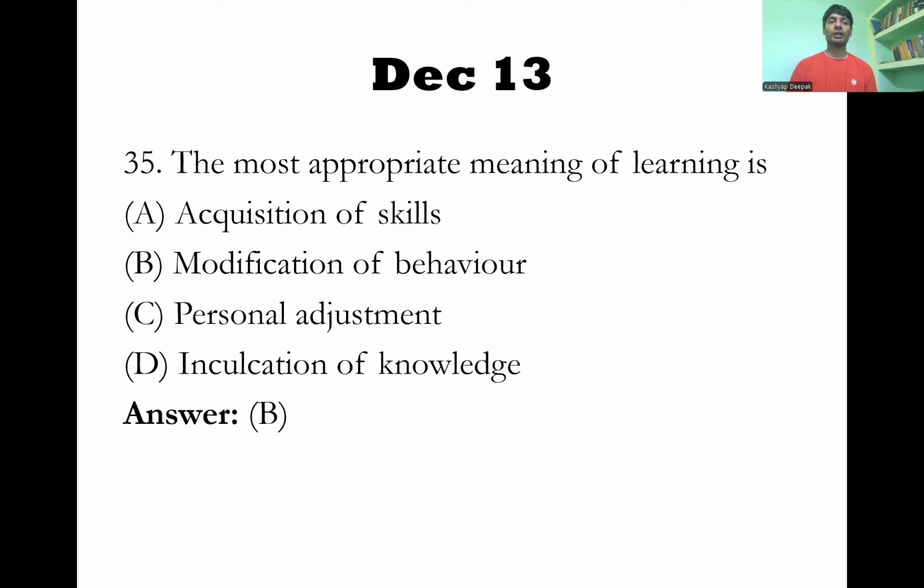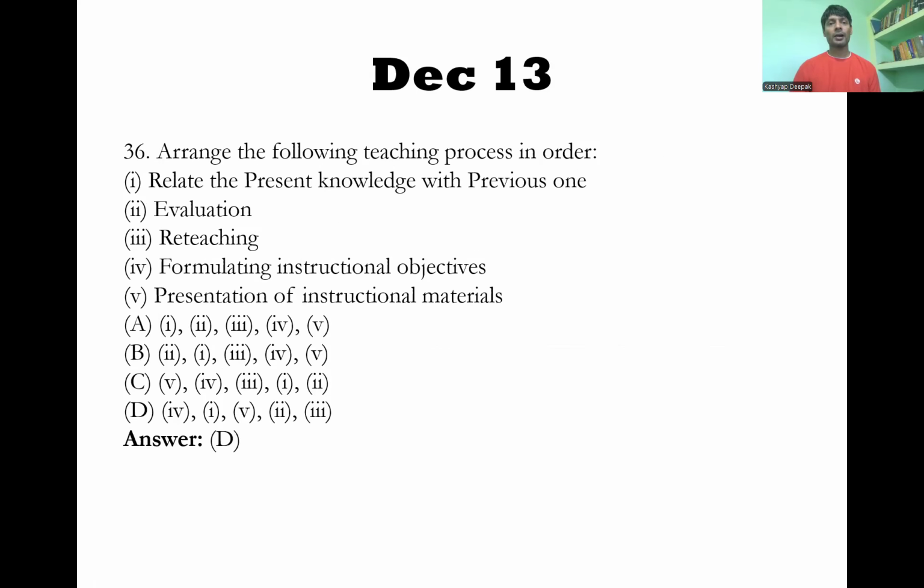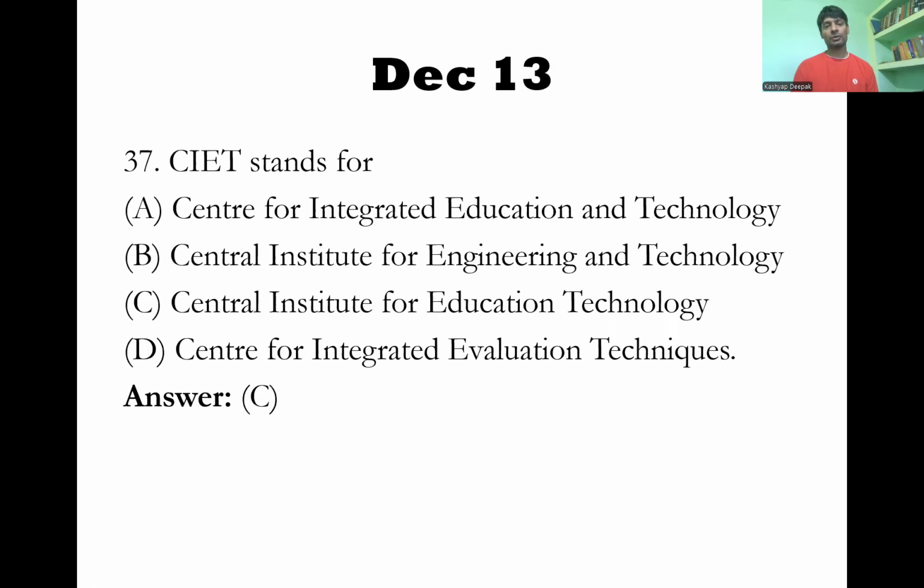Most appropriate meaning of learning is acquisition of skills, modification of behavior, personal adjustment, inculcation of knowledge. So modification of behavior, this is I think the third time we are seeing this question. Arrange the following teaching process in order. Relate the present knowledge with the previous one. Evaluation, retelling, formulating instructional objective, presentation of the instructional method. And answer is D. So fourth is first, and this way you can arrange it according to you.